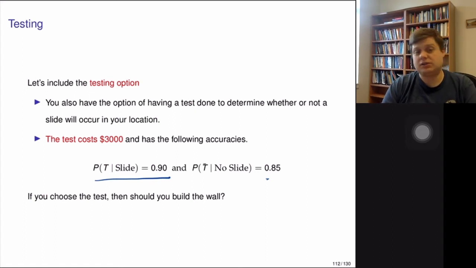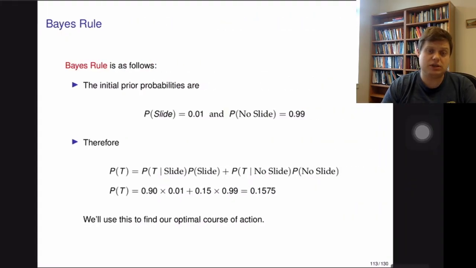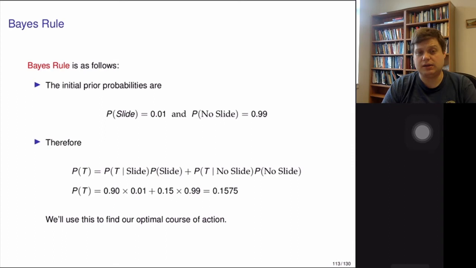And the question is, it's an additional piece of information that we get from the test. We have to pay for this piece of information, and the question is whether this cost is justified or not. Should we invest into this test? Seems like 3,000 is not that much, but let's do calculations and get a specific answer to this question. So the initial prior probability stays the same: probability of a slide is 1% and no slide 99%.